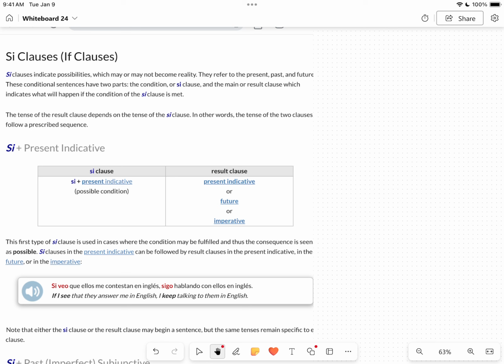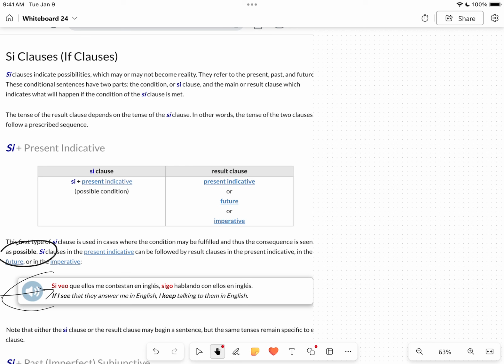So as it says, the first type of C clause is used in cases where the condition may be fulfilled and thus the consequence is seen as possible. Okay, this is your clue right here, because when we're talking about indicative, it's something that's possible, certain, probable, right? And the subjunctive is improbable, uncertain, not possible. So when we're using a C, if, then this, we're talking about things that are probable or possible.